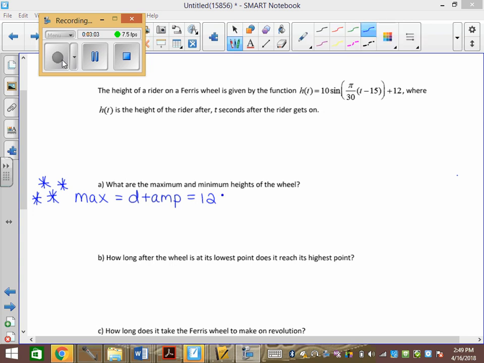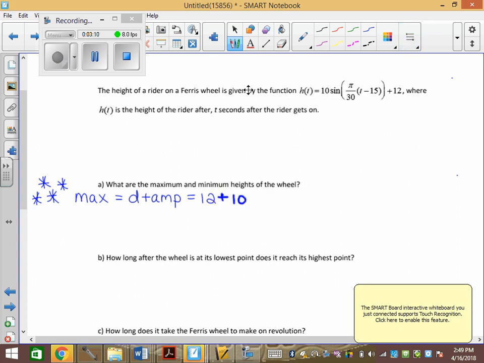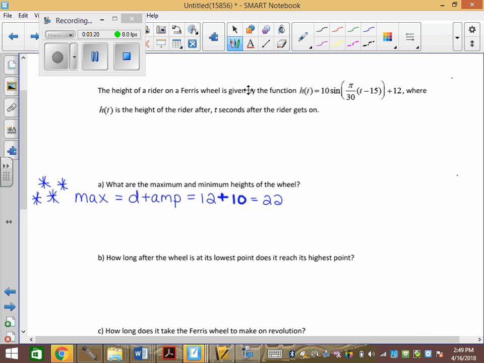Plus 10. And we get 22. That represents our Y max, guys. As high as it goes. Then we take our minimum, and you guys told me it was D minus amplitude, which is completely correct. So it's 12 minus 10, which is 2, which is our Y minimum. So our Ferris wheel is rotating from 2 to 22, say meters.